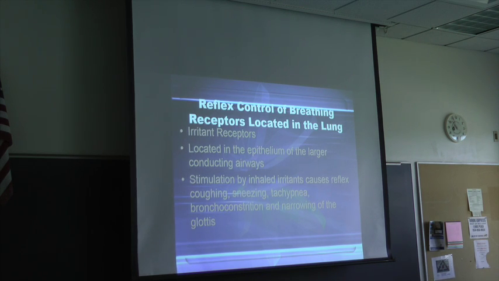Another type of receptor in the airways is called irritant receptors. It's located in the epithelium of the larger conducting airways, so it sits right on the surface. These receptors are stimulated by inhaled irritants, and it causes coughing, sneezing, tachypnea. It also causes bronchoconstriction and narrowing of the glottis. I guess all of this is done to prevent us from continually breathing in something the body considers an unwanted stimulant or irritant.